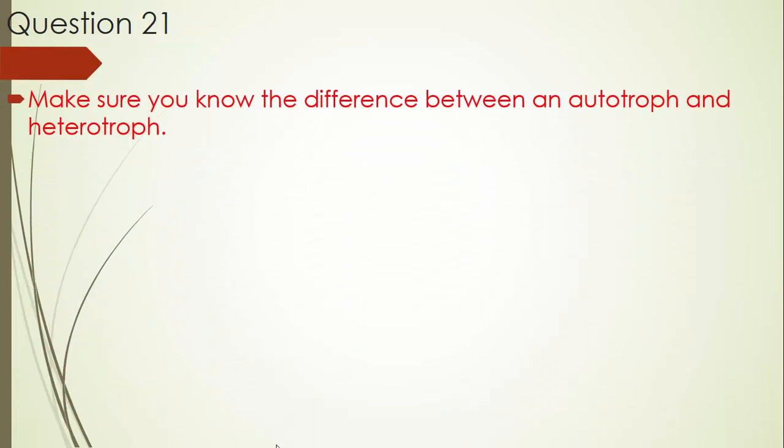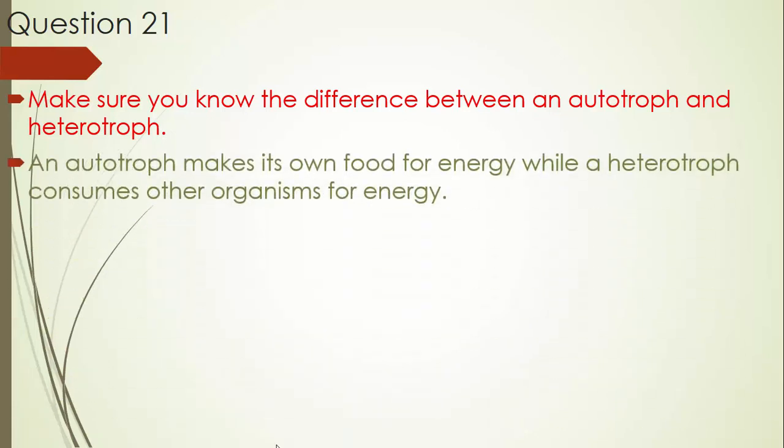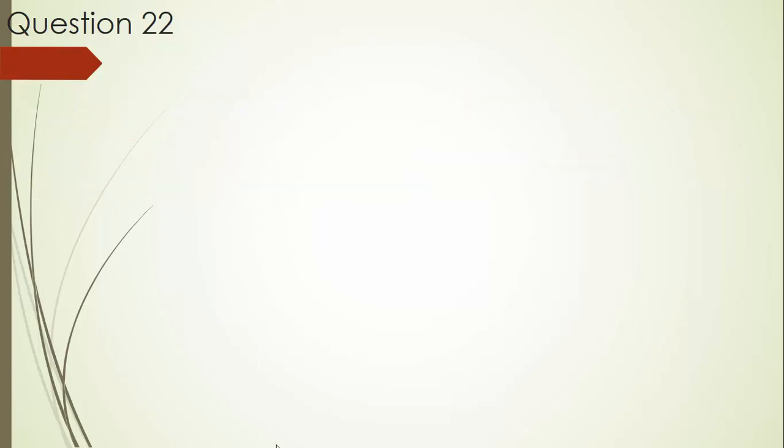Number 21, make sure you know the difference between an autotroph and heterotroph. Auto is a dead giveaway here. An autotroph makes its own food for energy, while a heterotroph consumes other organisms for energy.